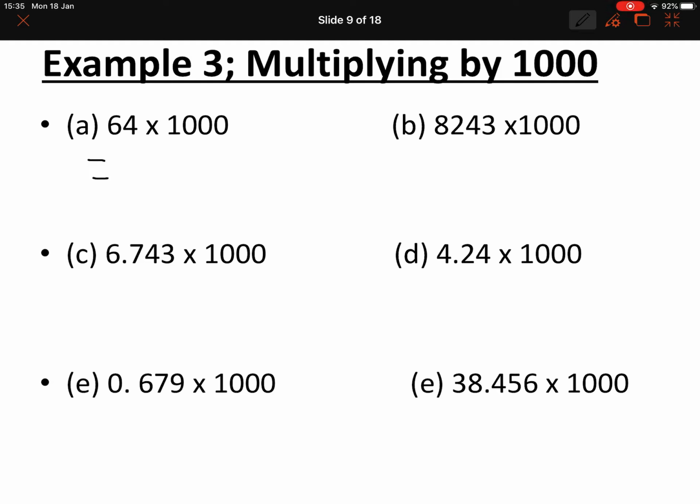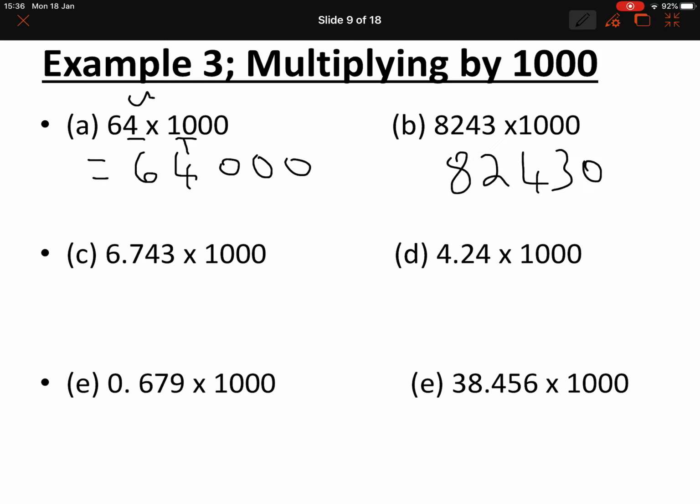Now, when you multiply by 1,000, when you have whole numbers, you might think of it as having 3 zeros on the end, which is fine. But there's a bit more to it than that. So we'll know that that is 64,000. What you'll notice is that the 4 used to be a unit, but now it's in the thousands column. It's been promoted 3 times. It's gone up 3 divisions, if you think of it in football terms.